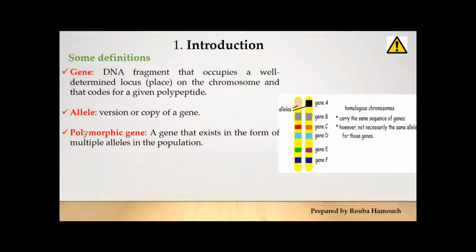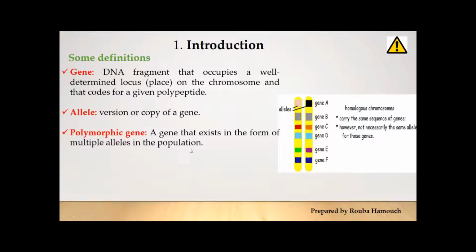Polymorphic gene. Poly means many, morphic, morphs, or form. We have seen this term in the previous activity when we talked about polyallelism and polymorphism, and we said that polyallelism, the presence of many alleles for the same gene, induces the polymorphism, which is the occurrence of 2 or more phenotypes in a population. A polymorphic gene is a gene that exists in the form of multiple alleles in the population.